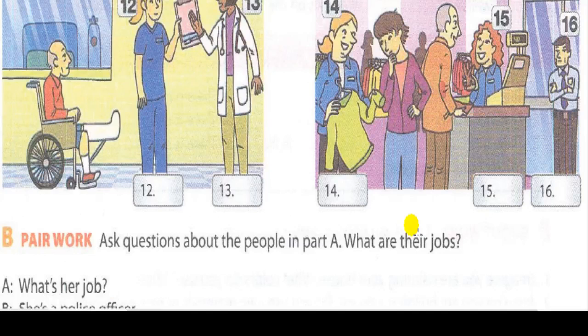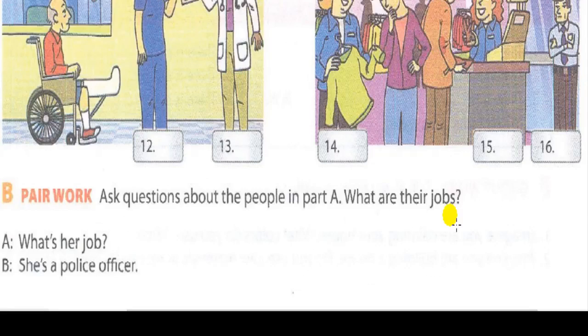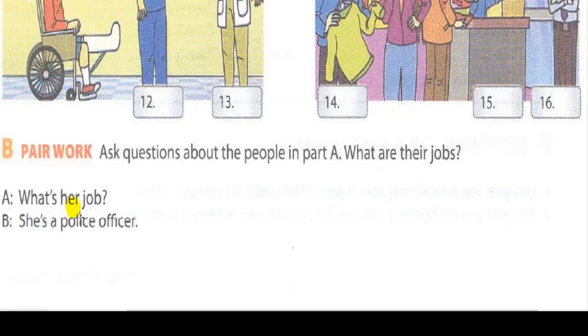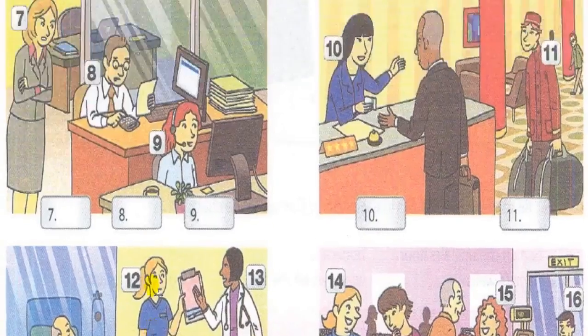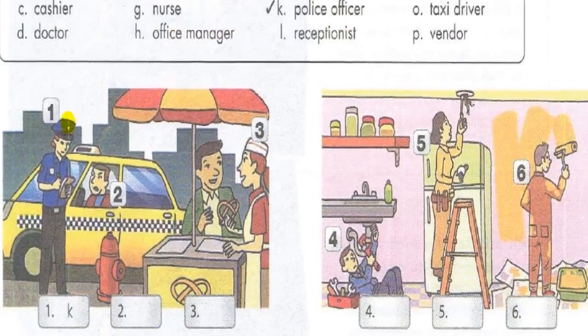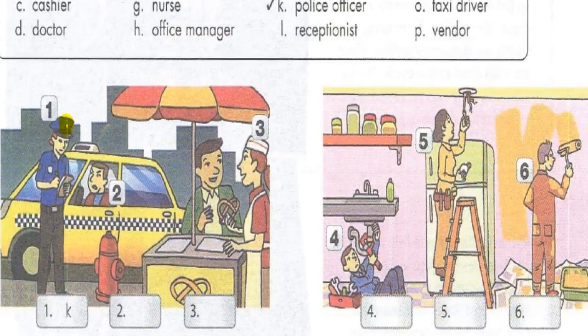B. Pair work. Ask questions about the people in the party. What are their jobs? You and your friend are going to ask questions. What is her job? She's a police officer. Like this. 1. What's her job? She's a police officer. What's his job? He's a taxi driver.